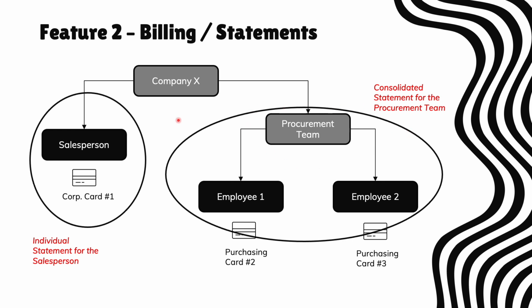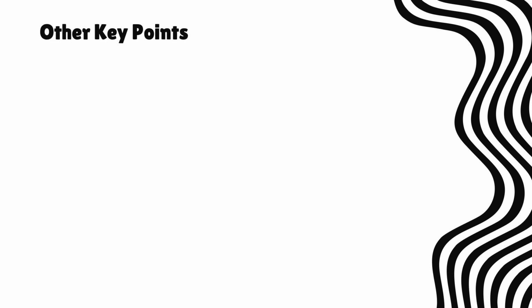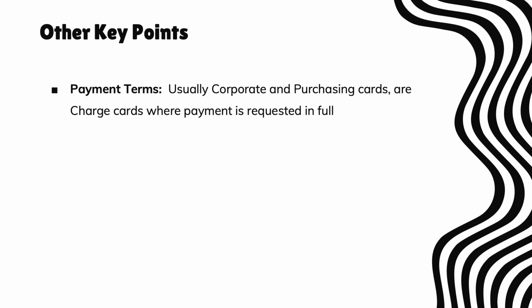In this way, the company can segregate the expenses by department, that is for the sales department and also for the procurement department. The hierarchy shown here is a very simple hierarchy, but typically there would be a complex hierarchy and the companies could usually define how they want to consolidate or track the expenses separately. Let's look at some other important points regarding commercial cards.